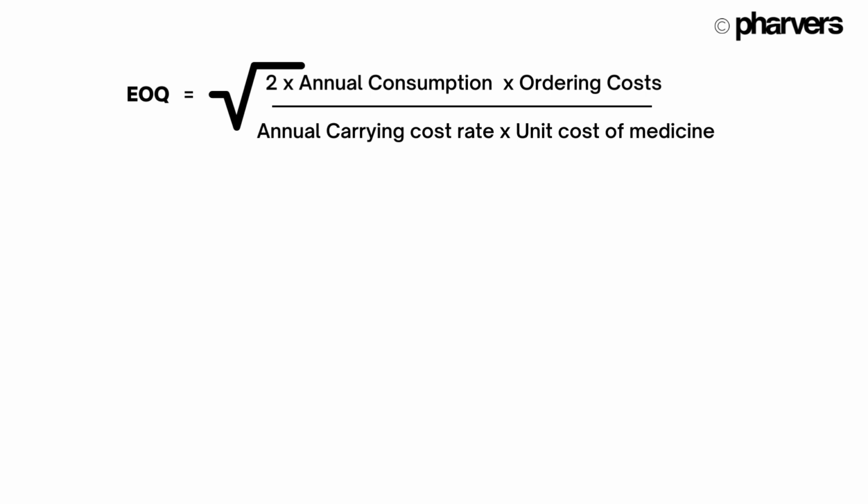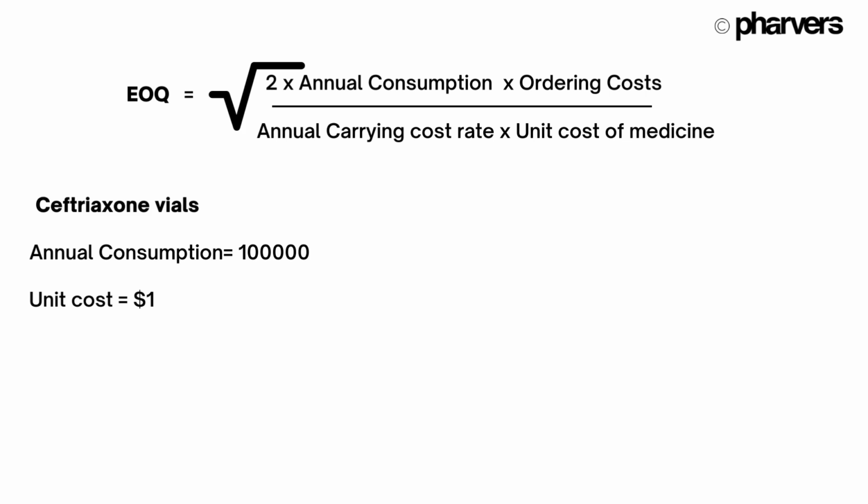A hospital pharmacy practitioner wants to establish the economic order quantity of ceftriaxone injection at his facility. The annual consumption of ceftriaxone is 100,000 vials a year, which is bought at $1 a vial, while the ordering cost is $20 per order. The carrying cost of this medicine is $4 a year. So, what is the economic order quantity of ceftriaxone at this facility?